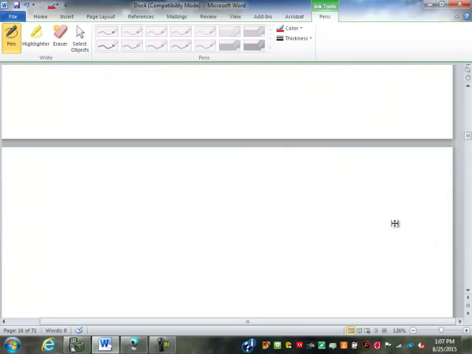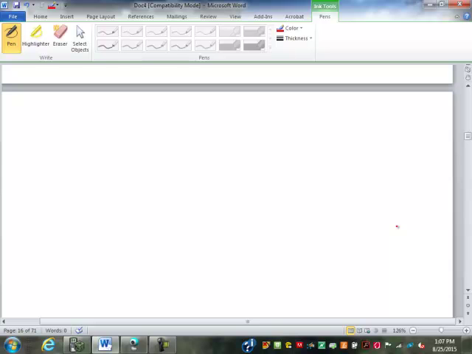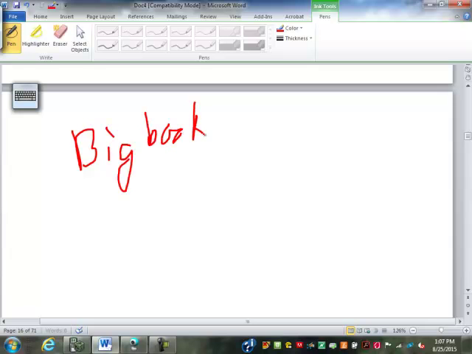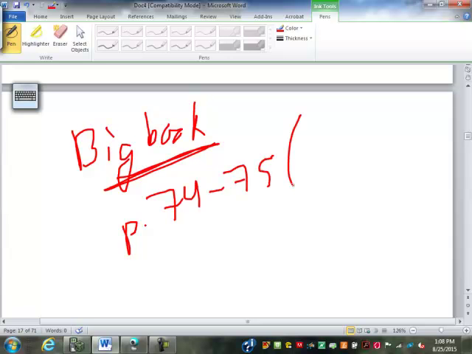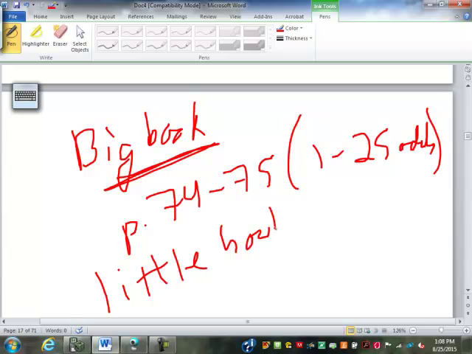Okay. Let's get you guys started on some homework. This is in the big book, page 74 through 75. It'll be 1 through 25, the odds. And then in the little book, it's going to be unit 10, the odds.